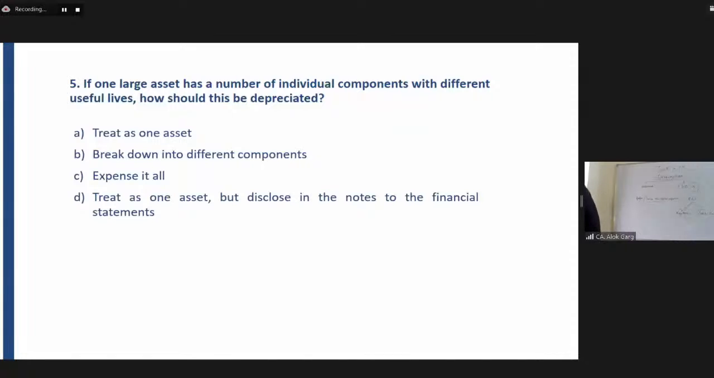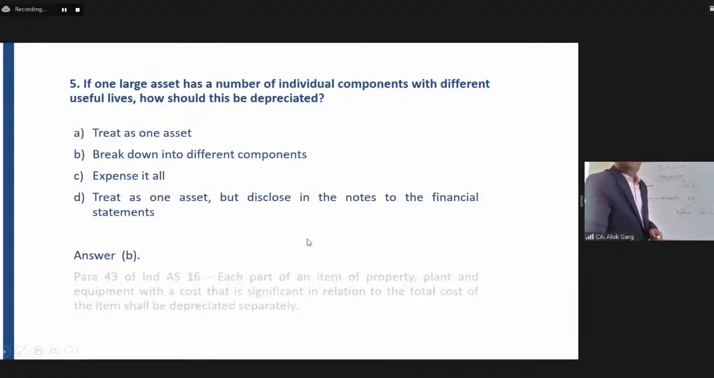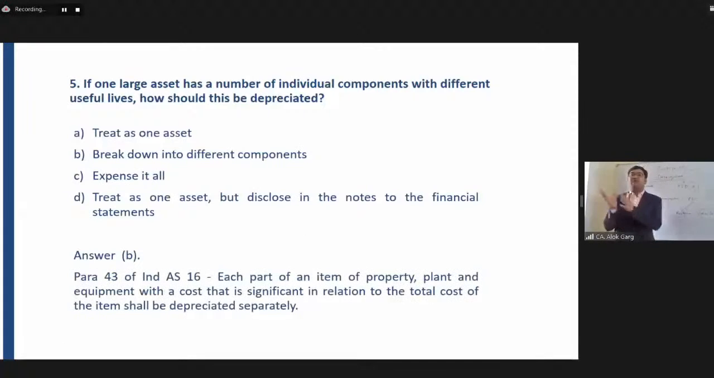Absolutely perfect. It has to be broken down into a different component. So I've told you, if a single asset has different components which have different useful lives, it has to be broken down into different components.